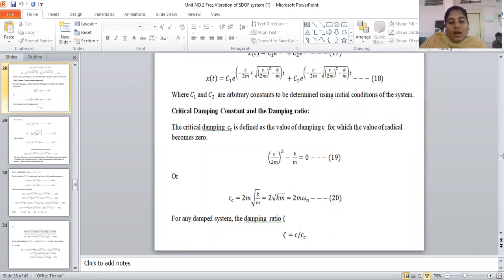It can be seen that the case zeta equal to 0 leads to undamped vibration. Hence, we assume zeta is not equal to 0 and consider the following three cases. So now we'll discuss three cases.